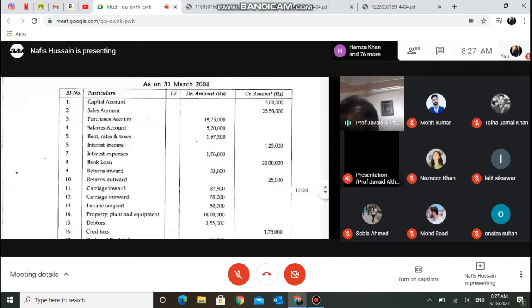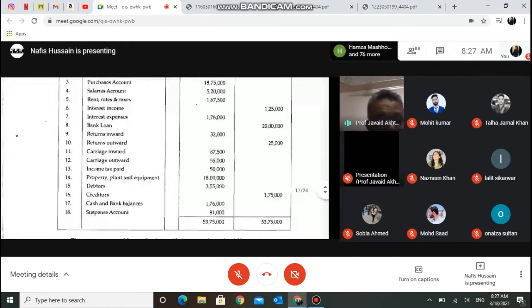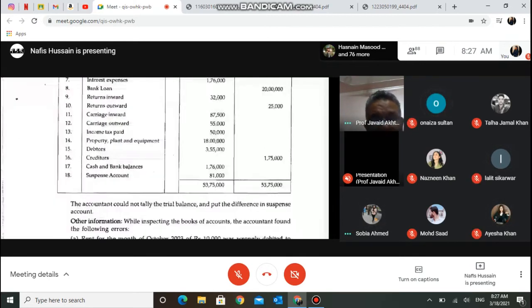16th is creditor. 17th is cash and bank balance. What is cash and bank balance? Assets. Last one is the suspense account. What is it?